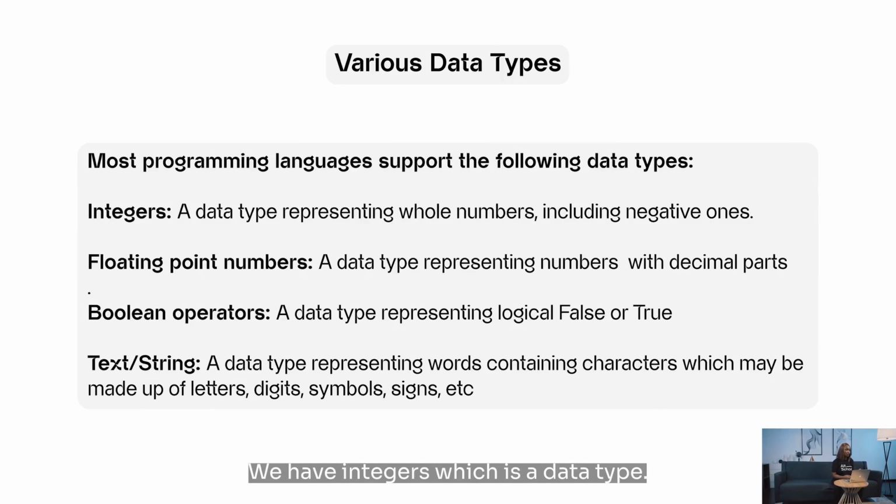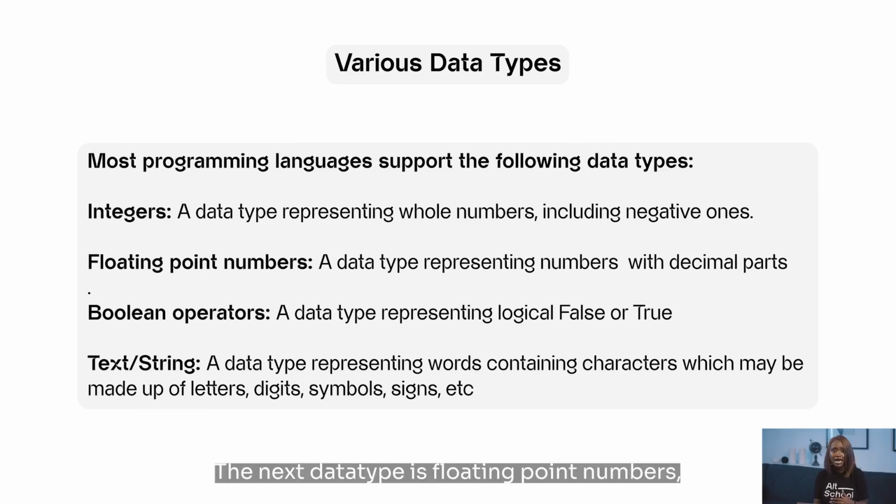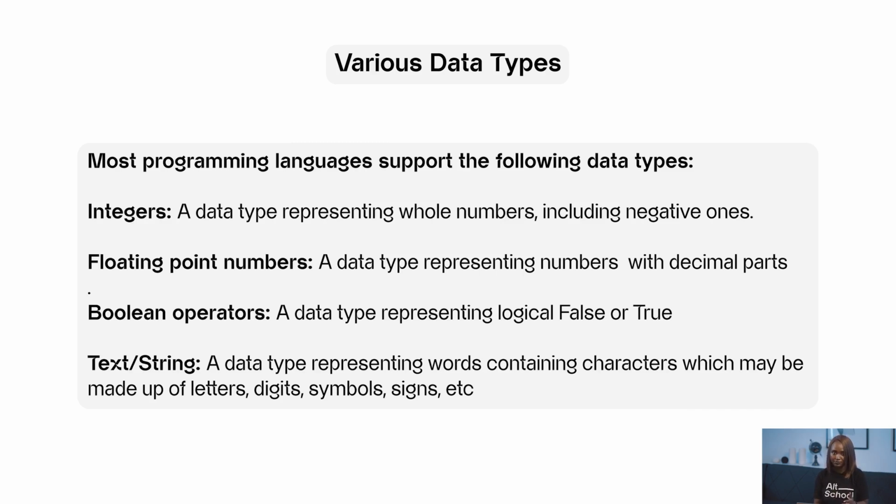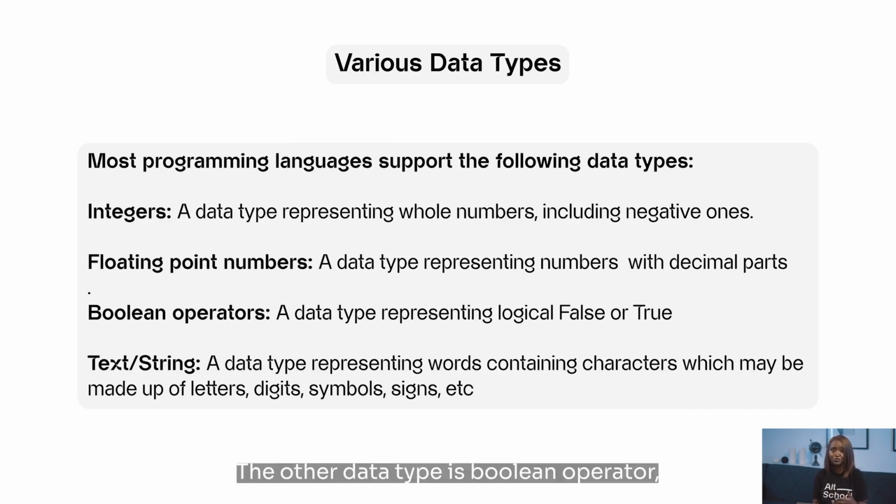We have integers, which is a data type representing whole numbers including negative ones. Here you can think about 1, 2, 3, -1, -2, and so on. The next data type is floating point numbers, which is a data type representing numbers with decimal parts. Here, you can think about all the numbers with decimal parts in them. The other data type is Boolean, which is basically a data type representing logical false or true. So every time you hear about Boolean, the only thing that should come to your mind is false or true, or rather true or false.